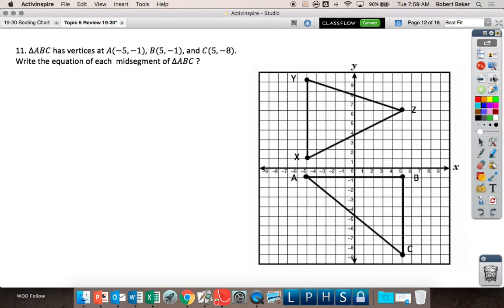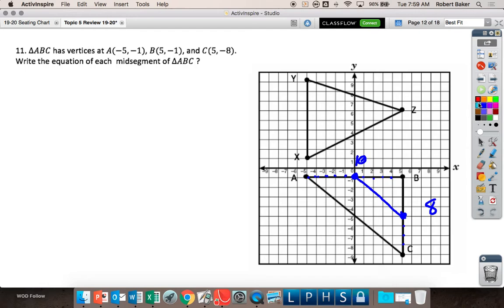So in this triangle down here, we can kind of count this side. 1, 2, 3, 4, 5, 6, 7, 8. So half of 8 is 4. 1, 2, 3, 4. This is the midpoint for side BC. You can do the same thing here. 1, 2, 3, 4, 5, 6, 7, 8, 9, 10. Half of 10 is 5. So there's a midpoint. So we have this midsegment right here. Let's go ahead and calculate the equation of that one.